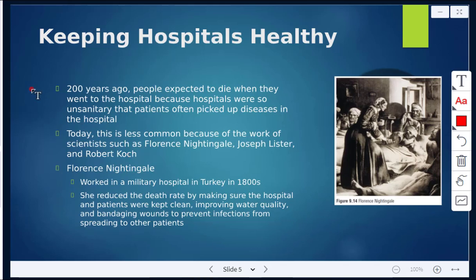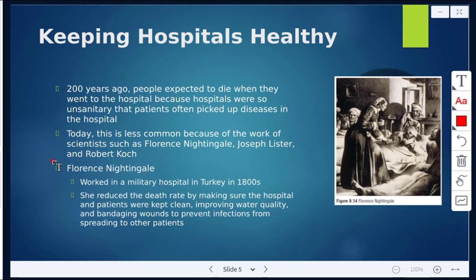Keeping hospitals healthy. So 200 years ago, if people went to hospitals, they were expected to die because hospitals were so unsanitary that patients would pick up diseases from the hospital. Today, it's much less common because of the work of these scientists: Florence Nightingale, Joseph Lister, and Robert Koch.